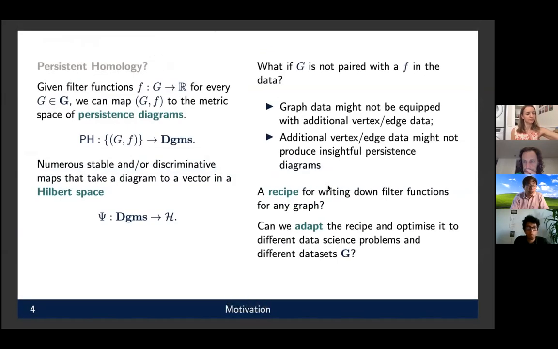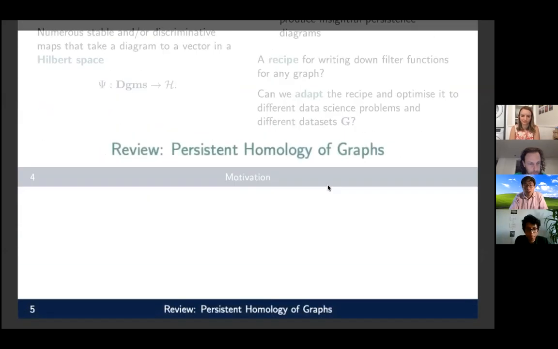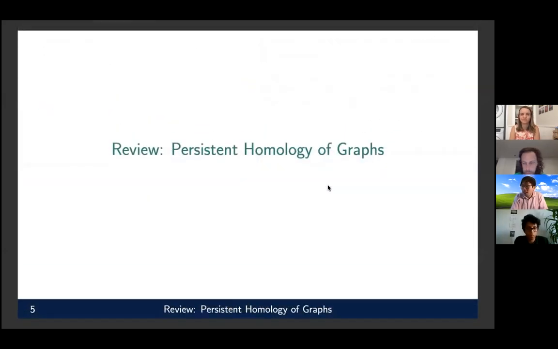So what we want to do today is to come up with a recipe for writing down filter functions for any graph. And we want to show that we can adapt this recipe, and that it can be optimized to different data science problems and to different data sets. And since I am the first talk in this series, I might have a short review of what persistent homology is.